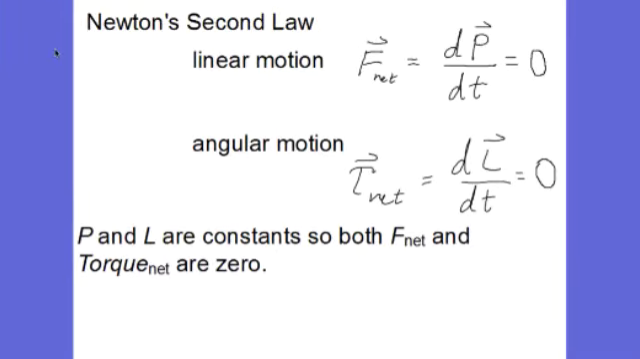If we take a look at Newton's second law for both linear motion and angular motion, if angular momentum, L, and linear momentum, P, are constant, that means their derivative with respect to time is zero. So in other words, the net force, the sum of all the forces, has to be zero, and the sum of all the torques also has to be zero for static equilibrium to occur.